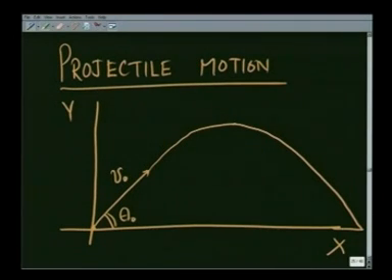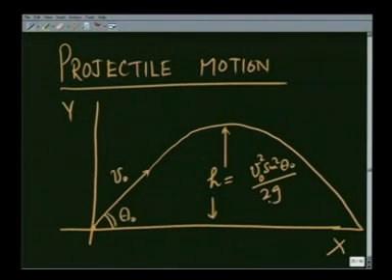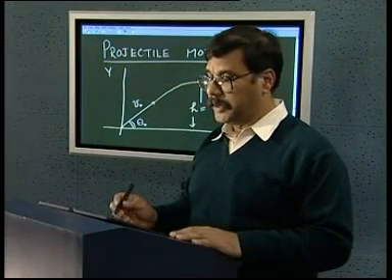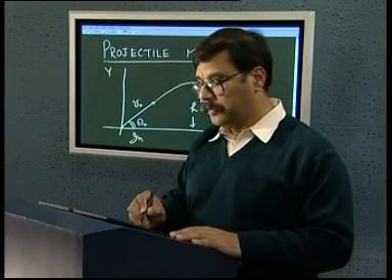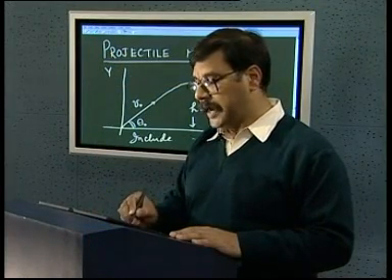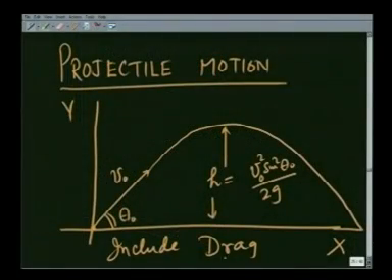And this problem you solved in your 12th grade. Height comes out to be v0 square sine square theta 0 over 2g. You can calculate the time, the range, and everything. What we are going to do now is make the problem slightly more complicated by including drag force in it in its simplest form.